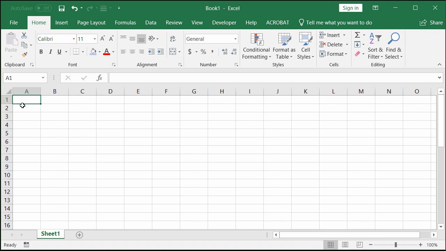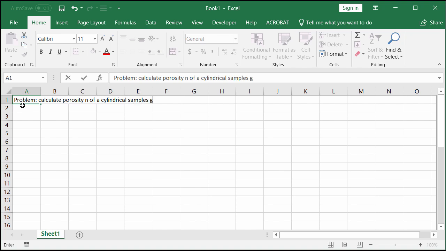So at the beginning of every spreadsheet that's designed to solve a problem, I always describe what the problem is so that if I come back to it later, I will remember, because I very well might forget. So in this case, let's do that. The problem here is to calculate the porosity n of a cylindrical sample given its dry mass. That's what I'm going to be doing here. Simple, just a one-sentence statement of what this spreadsheet is about.